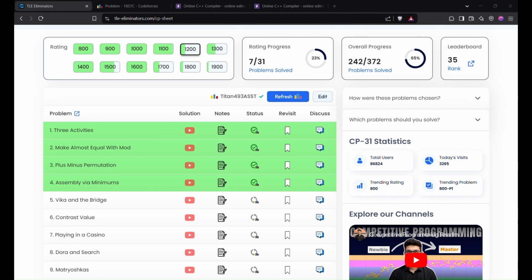So today I was solving this question called Assembly via Minimums from the TLE Eliminators CP sheet, from the 1200 rating category. I didn't plan to upload the solution for this problem, but I thought my method to solve this problem is pretty interesting. So I thought I should share a solution with you. So let's take a look. So this is the problem.